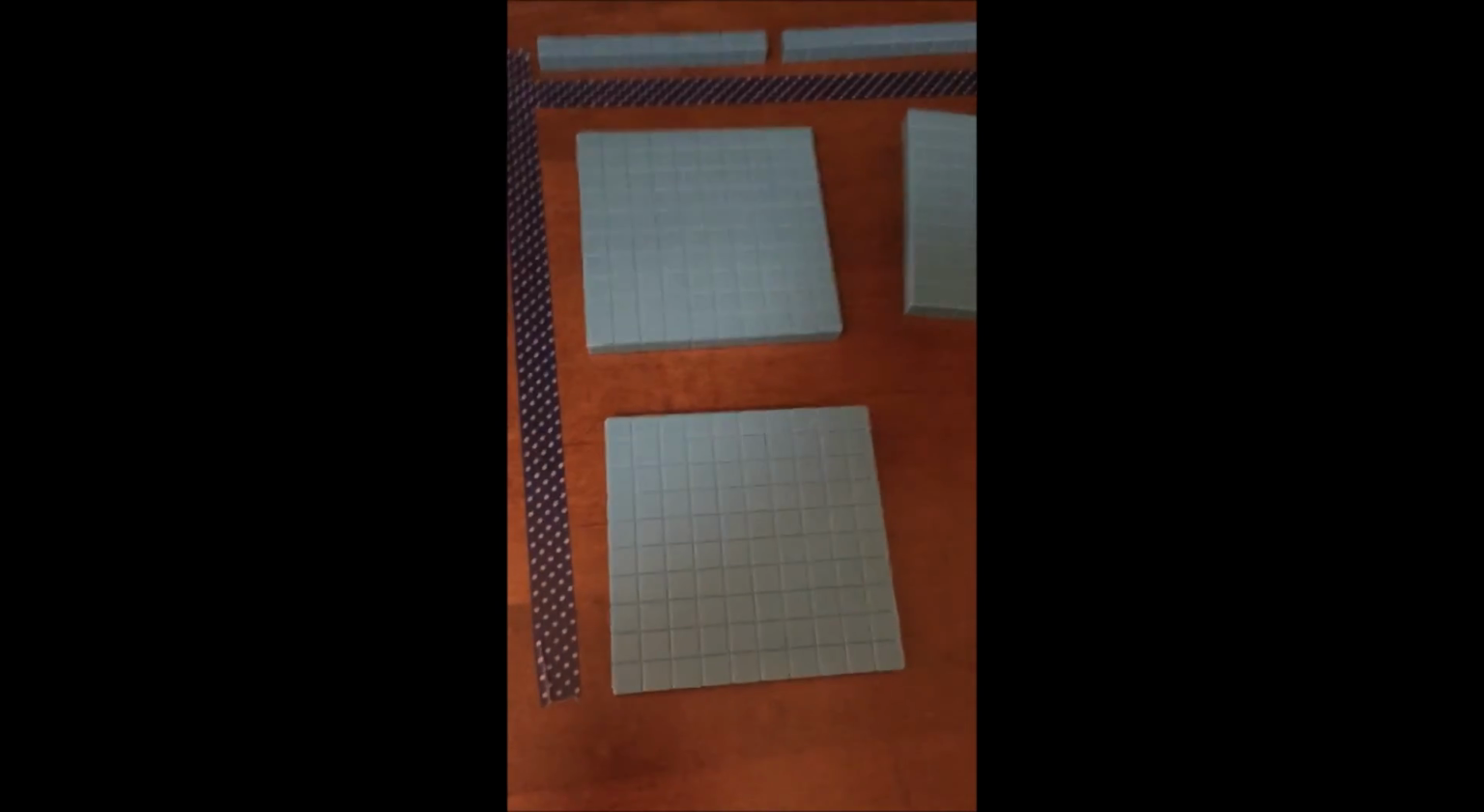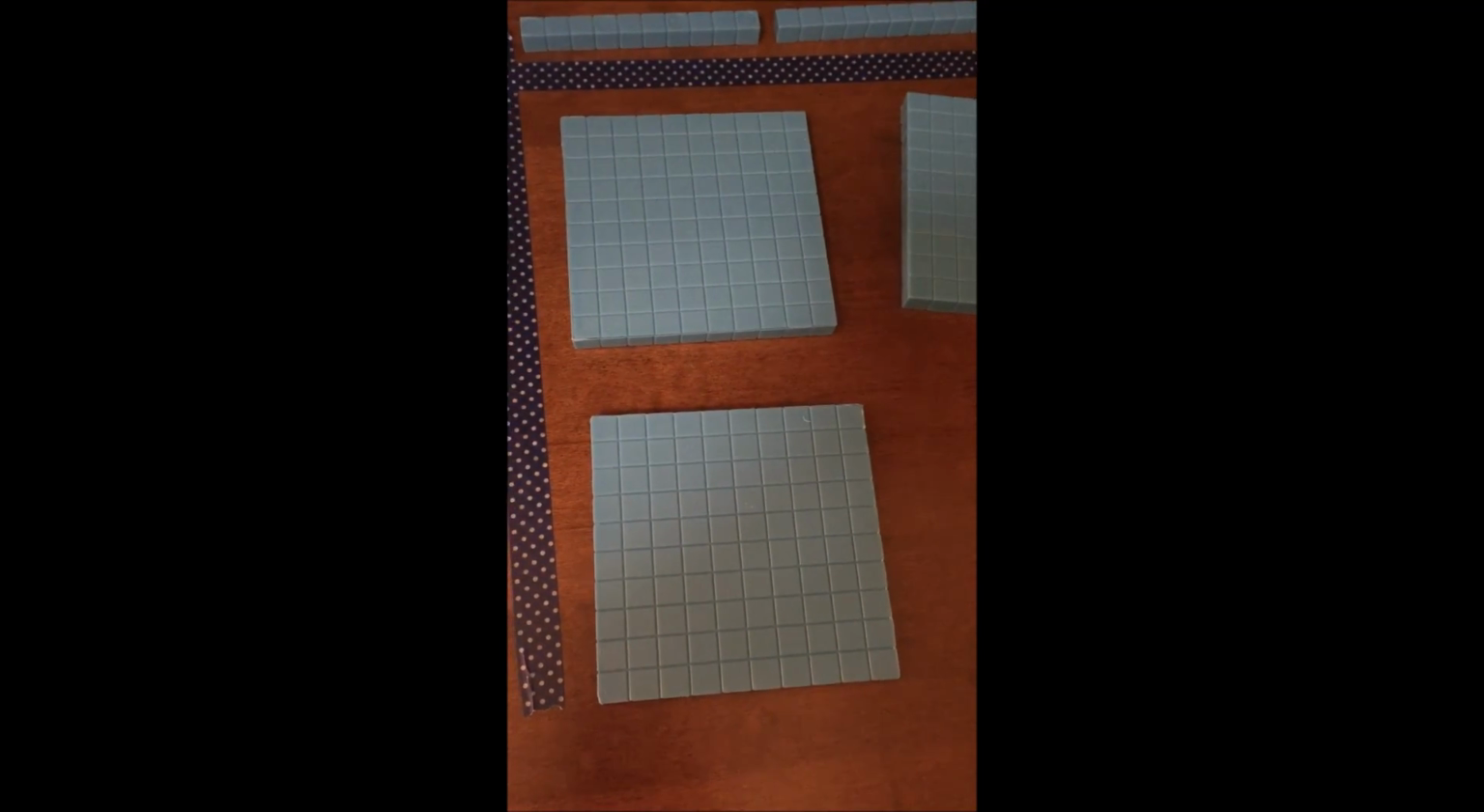So, how many flats do we have? 1, 2, 3. Since each of those flats stand for 100, that means the answer to our problem is 300. There's a look at our 300 represented by flats. So how many treats will Rita's class be bringing in? Your answer should be 300, so make sure you check with a classmate.